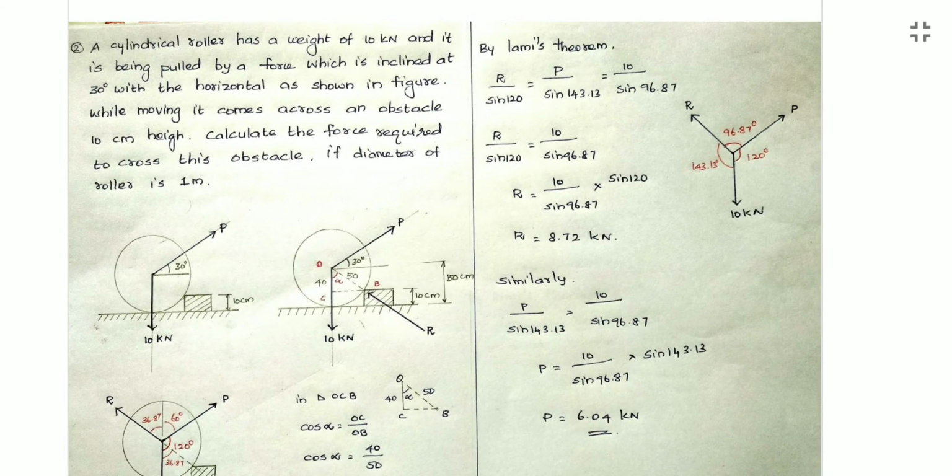Then, with the angles between all the forces, by applying Lami's theorem, R by sine 120 is equal to P by sine 143.13 is equal to 10 by sine 96.87. Now we can equate first and last, so thereby we get the value of R. And after that we equate second and last, we get the value of P. So this is the answer for this.